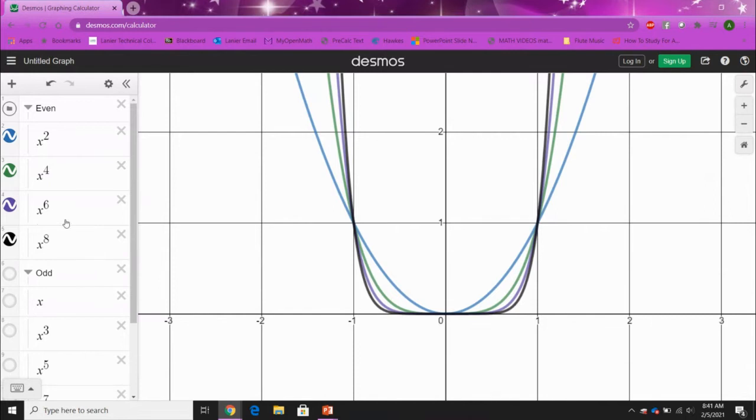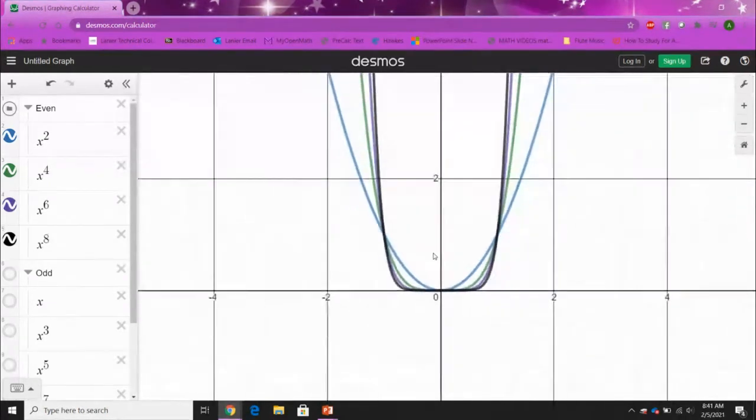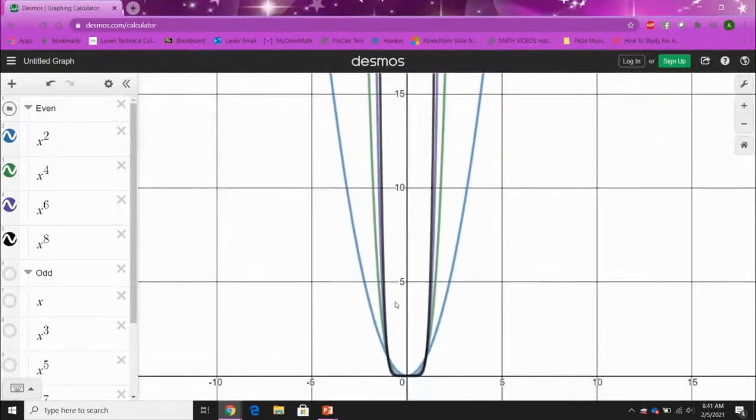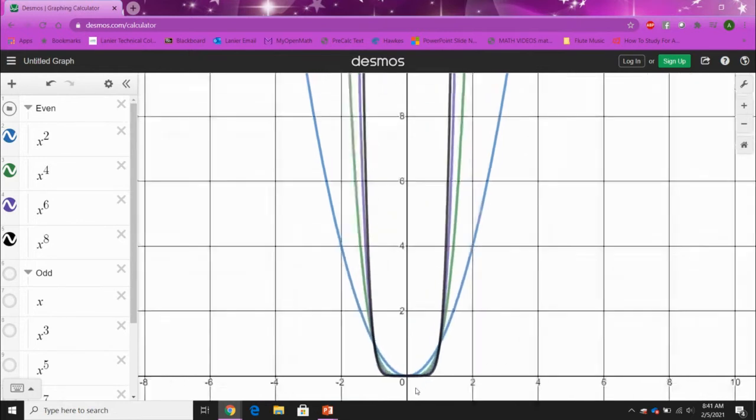So it looks like all of these even powers, if I zoom out we can see the larger scale, as x goes towards negative infinity, so as we go to the left on this graph, we are going up forever. So as x goes to negative infinity, our y value goes to positive infinity. The same on the right-hand side. So no matter whether you go to the left or the right, our y values are going towards infinity.